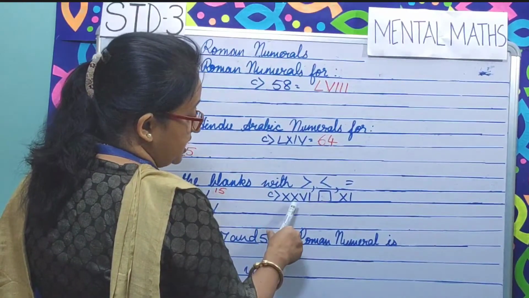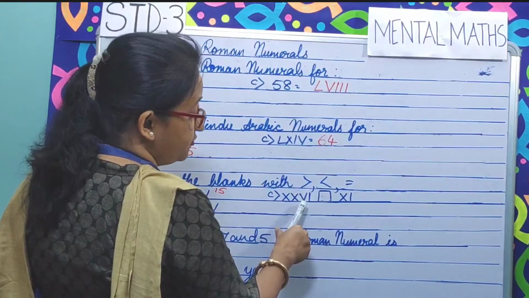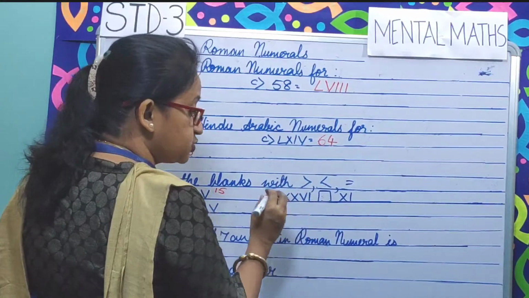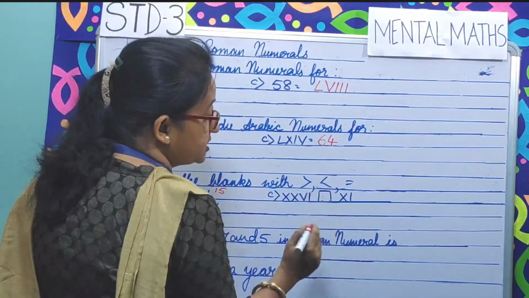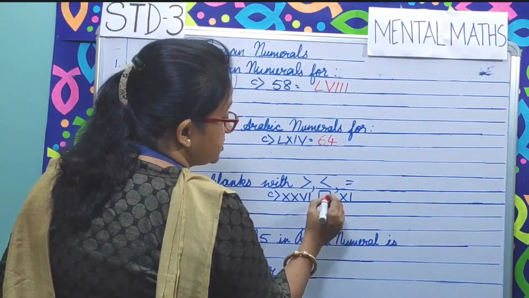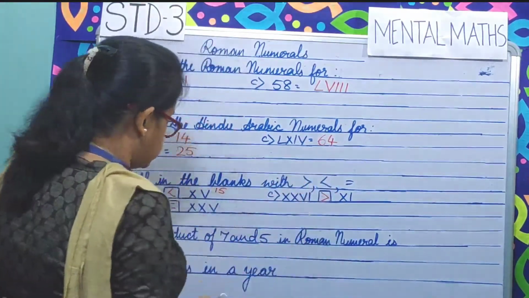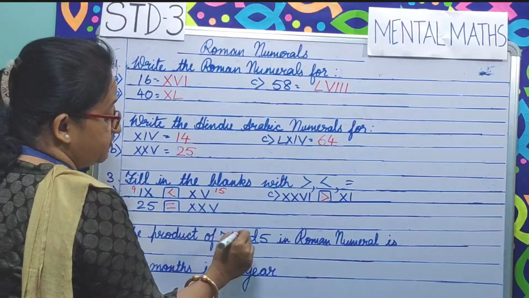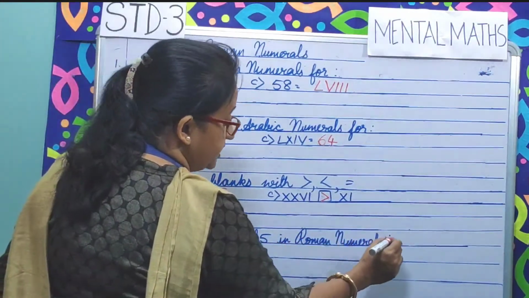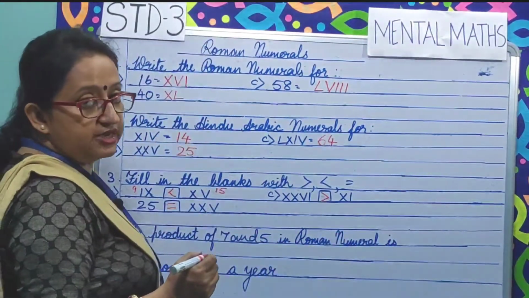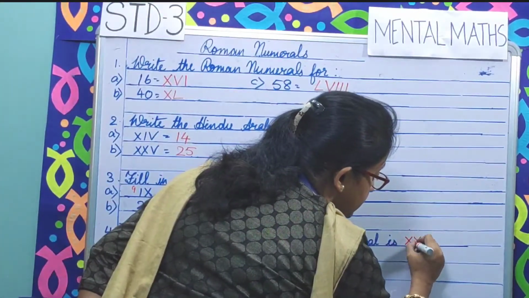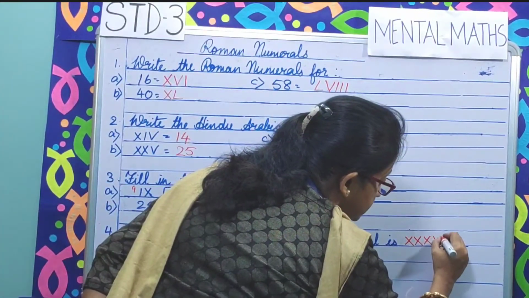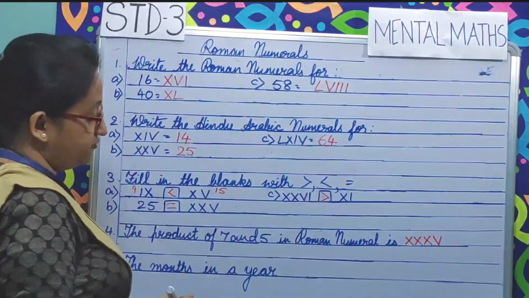XXVI. 10 plus 10, 20 plus 5, 25 plus 1, 6. So, this is 26. Now, this side 10 plus 1, that makes it 11. So, which is greater, children? 26. The product of 7 and 5 in Roman numerals: 7 5s are 35. How do we write it? XXXV. 35.